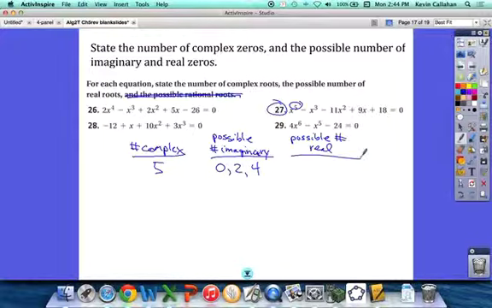Okay, so the possible number of real, we know that the number of real zeros plus the number of imaginary have to add up to the complex. So if there's no imaginary, how many real are there? 5. Right? If there's 2 imaginary, how many real? 3. And if there's 4 imaginary, how many real? 1. Right? So these have to add up to 5. Clear as mud? Okay.